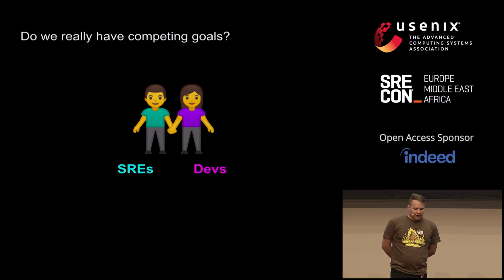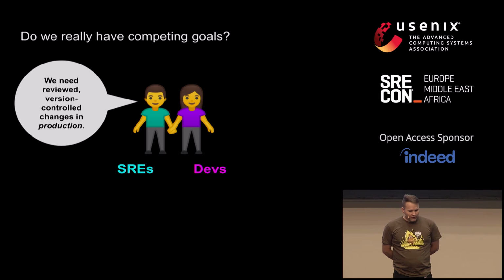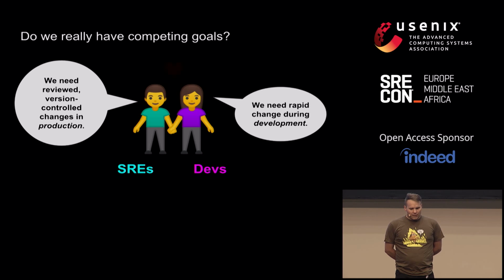So the answer to the question, do we really have competing goals, is no, we don't. SREs want reviewed version control changes in production, and devs need rapid change during development. And there is some overlap between those goals, but that overlap is really minimal.